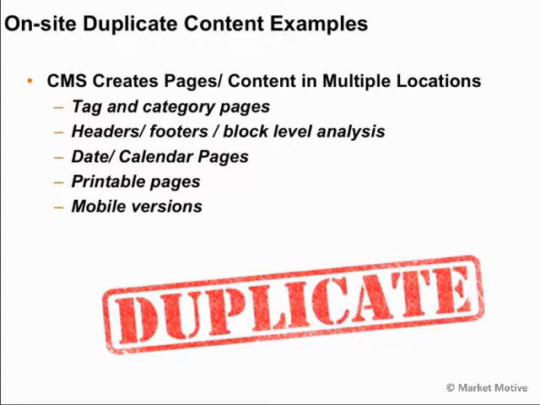Common with blogs is date and calendar pages, where it just might be everything that was published in February of 2008, and even if it's snippets or full versions of what was published at that time, it is in fact duplicate content. You can see how printable pages and mobile versions that get indexed into the traditional index would be duplicate content as well.